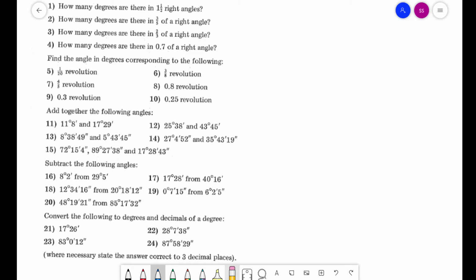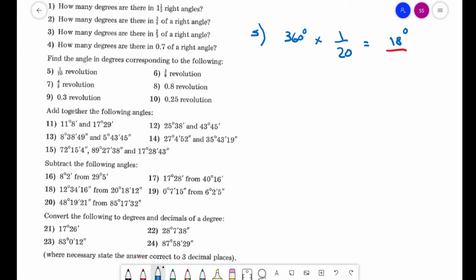Okay, so here we go for the second part of these questions. For question 5, it says, find the angle in degrees corresponding to the following. 1/20th of a revolution. Well, a revolution is 360 degrees. So we're going to go 360 multiplied by 1/20th. If we type this into the calculator, 360 multiplied by 1/20th is going to give us 18 degrees.